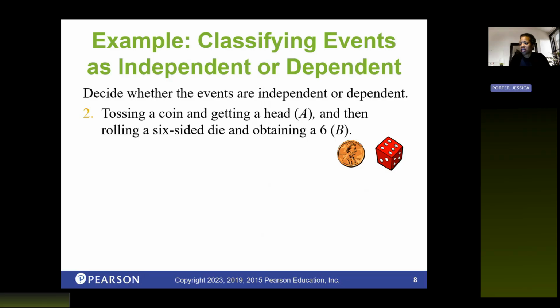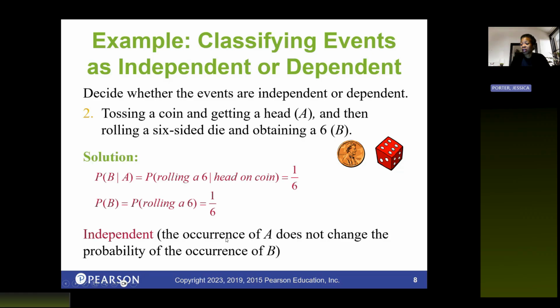What about this one? Tossing a coin and getting a head, and then rolling a 6-sided die and obtaining a 6. And this A and B on the screen, this is event A and this is event B. All right, we got lots of independence. Okay, good. I'm glad it makes sense. This is going to be independent because if I toss a coin, that's independent from rolling the die because they're two separate objects that I'm taking the probability of.